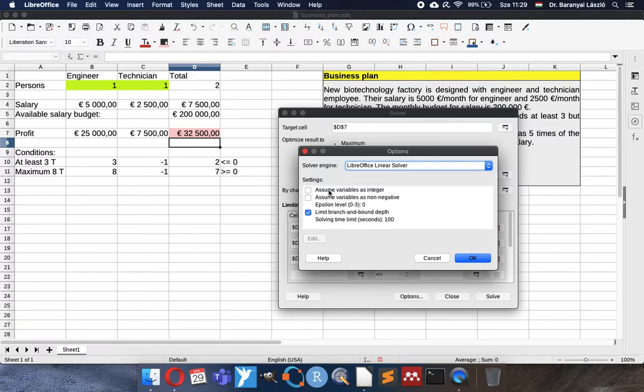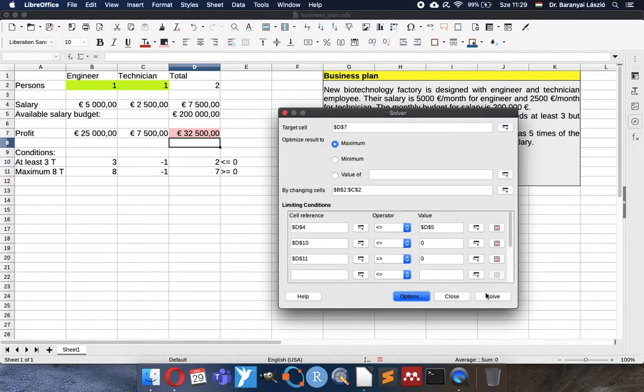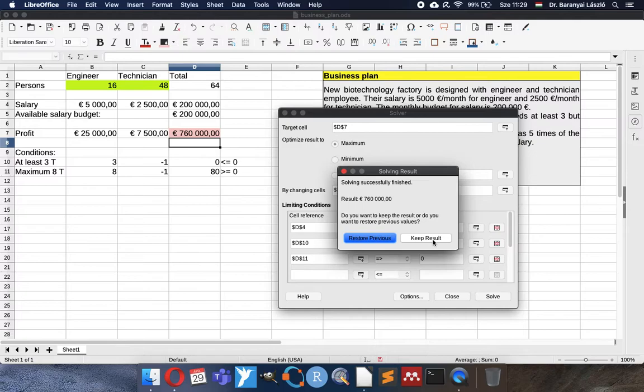Here we can consider assuming only integer values. Of course, we can only have one person working at the factory, but we can employ them part-time as well. So it is not really necessary to use only integer results, but the non-negative option should be clicked on, because -1 engineer or -1 technician, of course, we cannot employ. And now we can solve and keep the result.